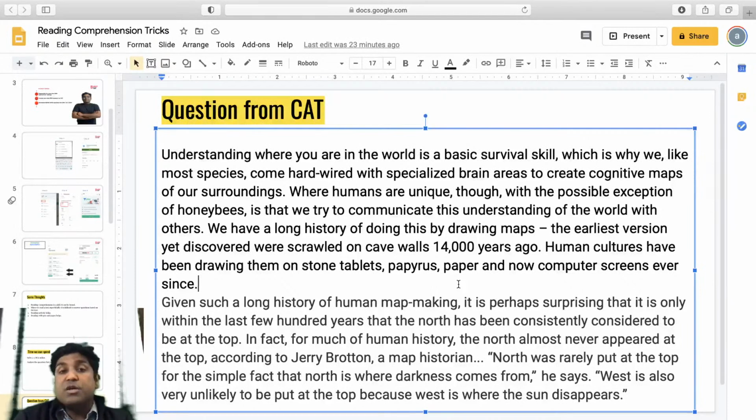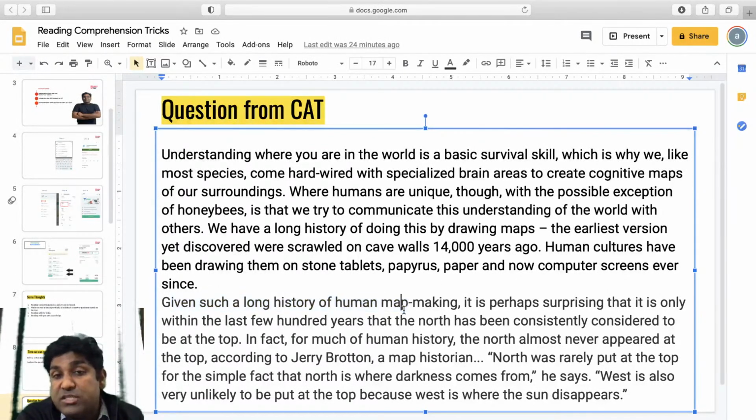So the third or fourth word we can define is that map making among humans is really old. It's a part of our culture in a way. Okay, so what do we talk about here? Navigation. Humans have been making maps for a very long time.